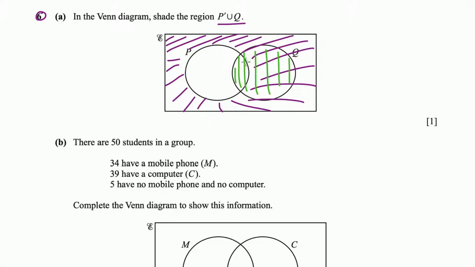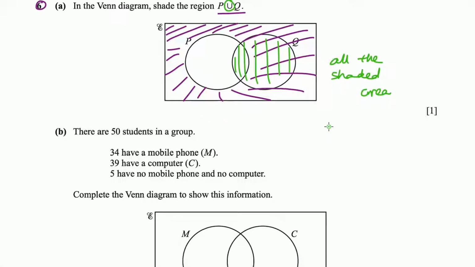So this is Q. And they are asking about union. And since this is union, include everything, all the shaded area. So the answer is all the shaded area. So it only includes that part of P which is not common with Q. Okay, so this is the correct answer.